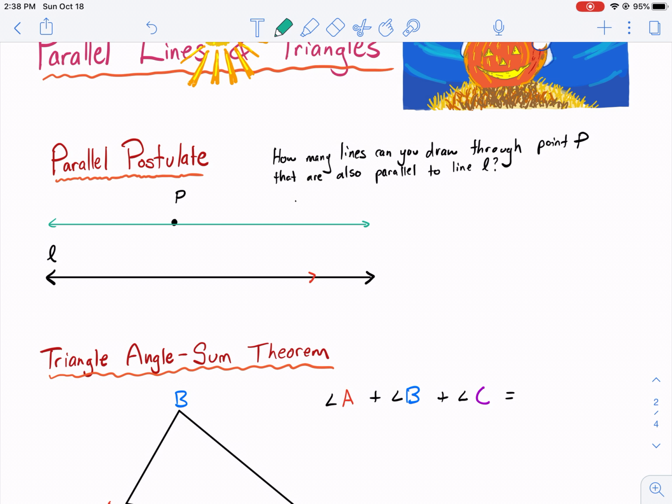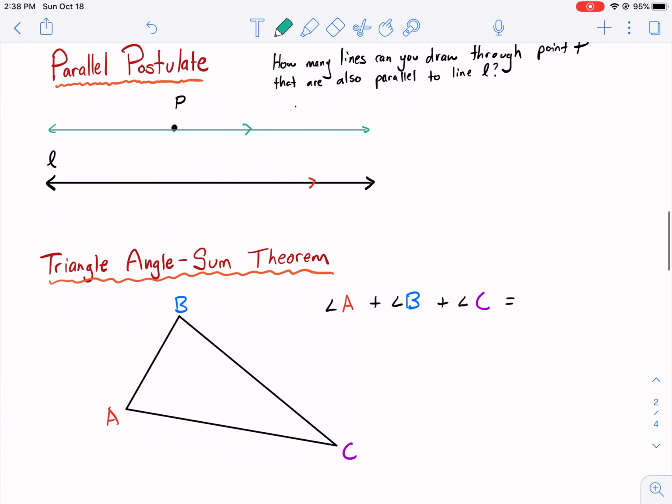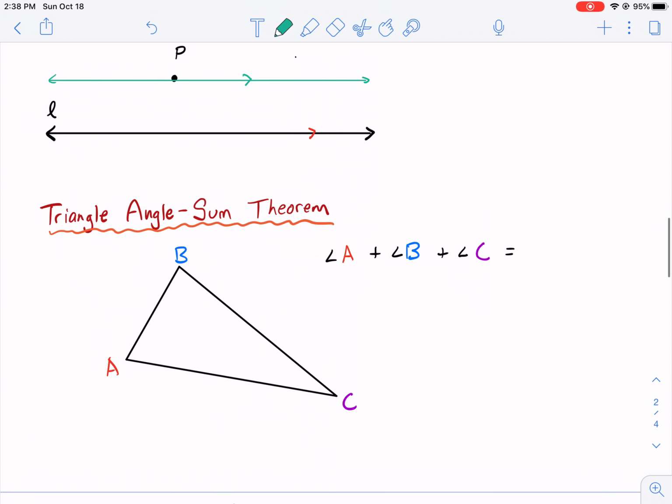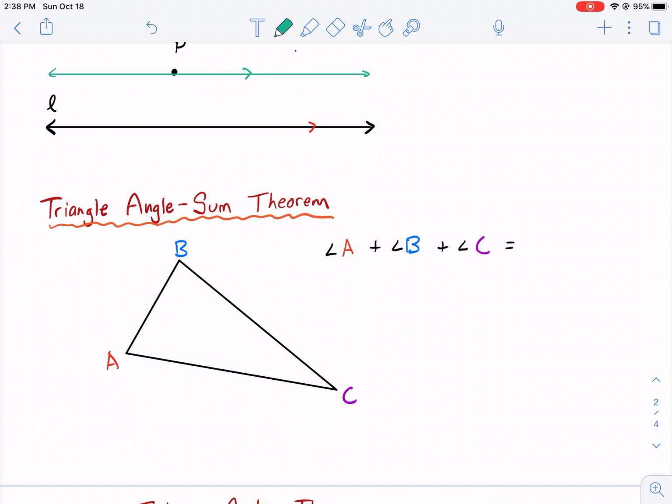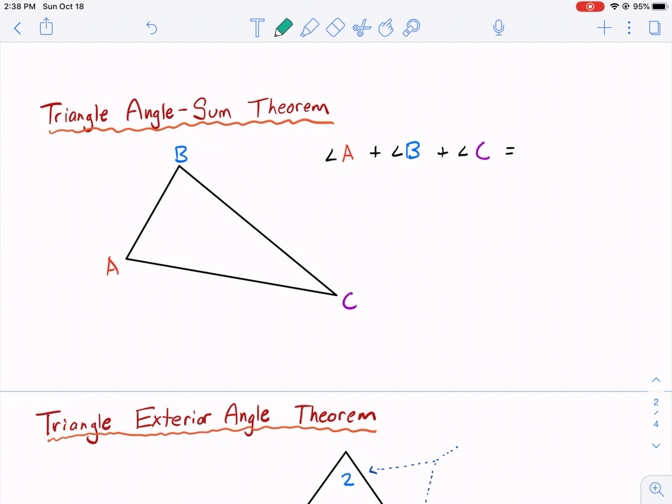There's only one. There's only one line you can draw through point P that is also parallel to line L. Okay, so there's only one line that satisfies those conditions. Now, that was just that out of the way. Now we're moving on to triangle angle sum theorem.